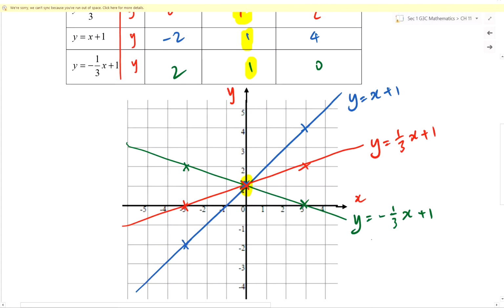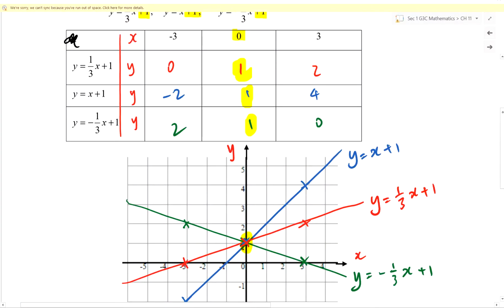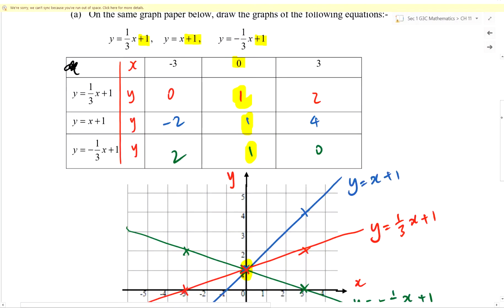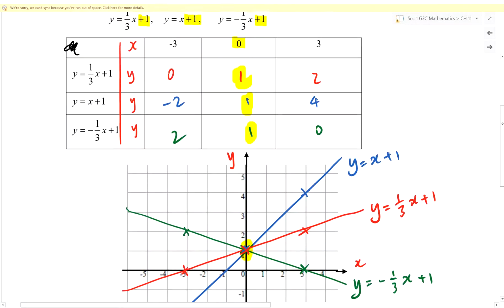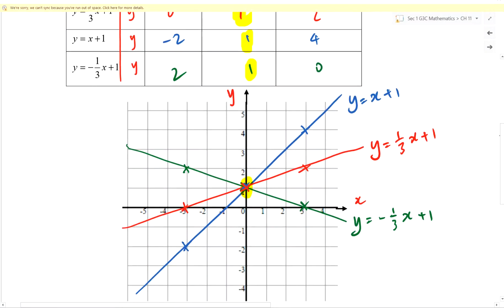Next thing that we can tell is the y-intercept. Do you remember what y-intercept is? Okay, y-intercept is basically where your graph cuts the y-axis. Do you see that all 3 graphs over here, they cut at the same point? What is this value over here on the y-axis? 0, 1, right? Apparently all these 3 graphs, they have the same y-intercept of 1.